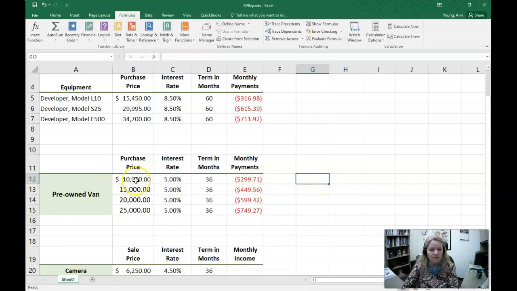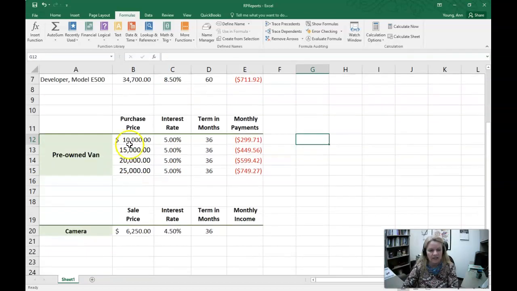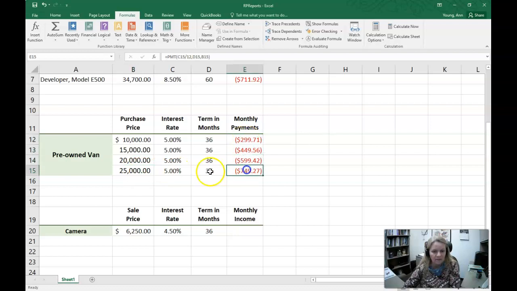This would tell you when you're going to go shopping, if you'll just sit down and set up a few numbers in Excel. Let's say I'm going to buy a pre-owned van. It might be $10,000 for a really old van, $15,000 for one that's not quite as bad, or $25,000 for one that's only about 2 years old. Here's the different amount of monthly payment based on the same criteria, interest rate and set number of loans.